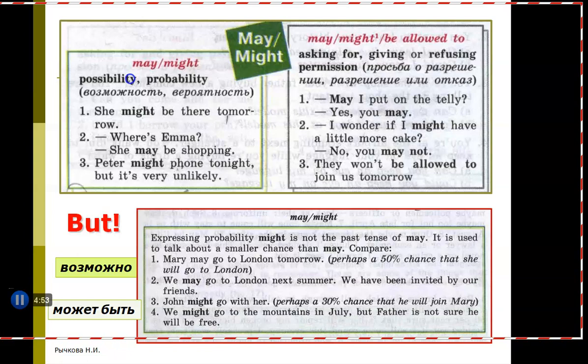Expressing probability, might isn't used as the past tense of may. It's used to talk about a smaller chance than may. Compare: Mary may go to London tomorrow, she has a 50% chance that she will go to London. We may go to London next Sunday. We have been invited by our friends.